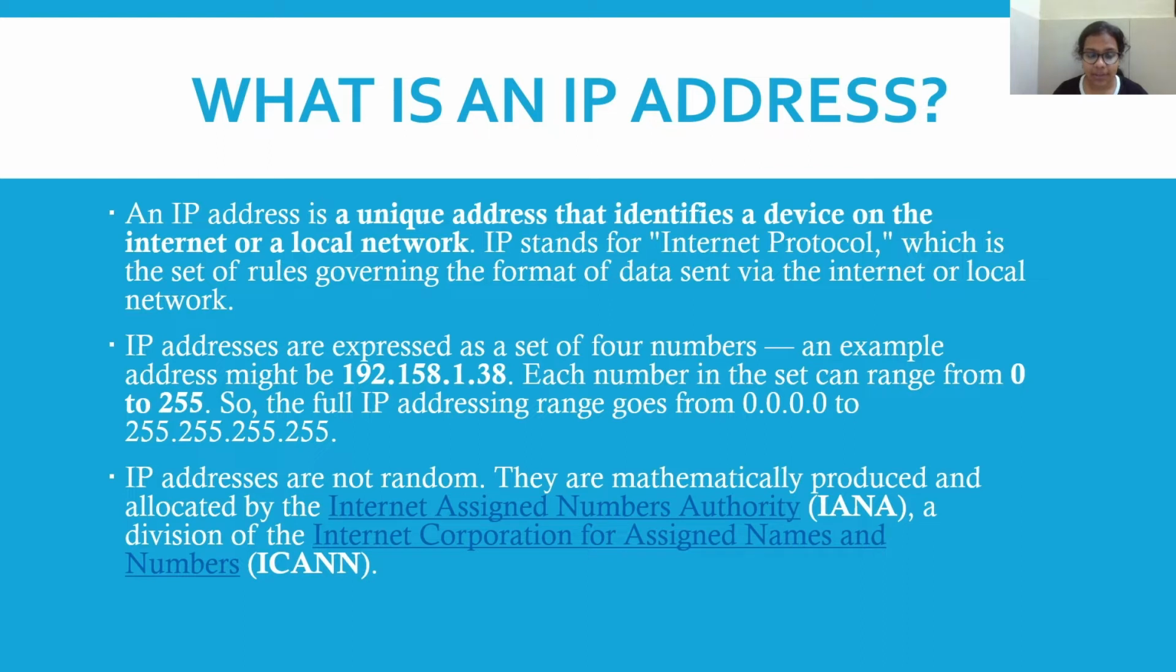An example address might be 192.158.1.38. Each number in the set can range from 0 to 255. So the full IP addressing range goes from 0.0.0.0 to 255.255.255.255. IP addresses are not random. They are mathematically produced and allocated by the Internet Assigned Numbers Authority, which is IANA, a division of the Internet Corporation for Assigned Names and Numbers, which is ICANN.